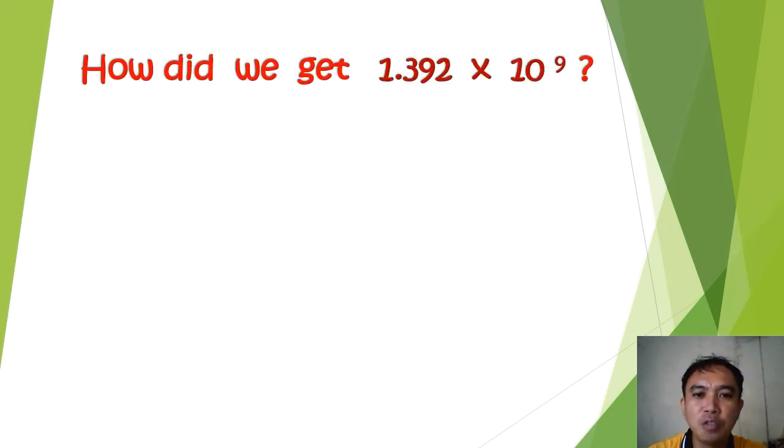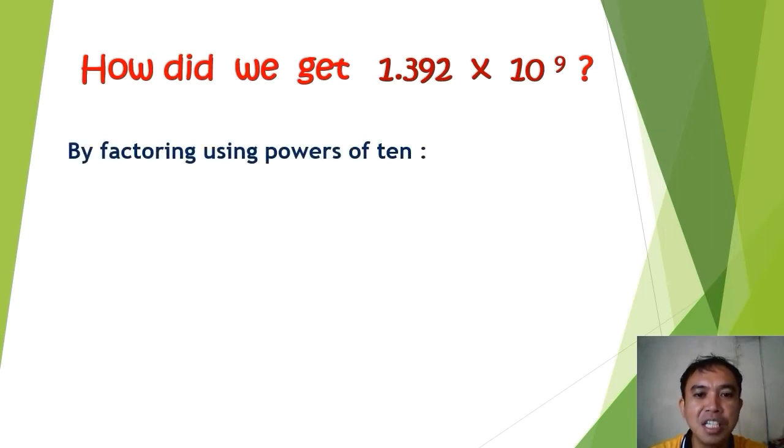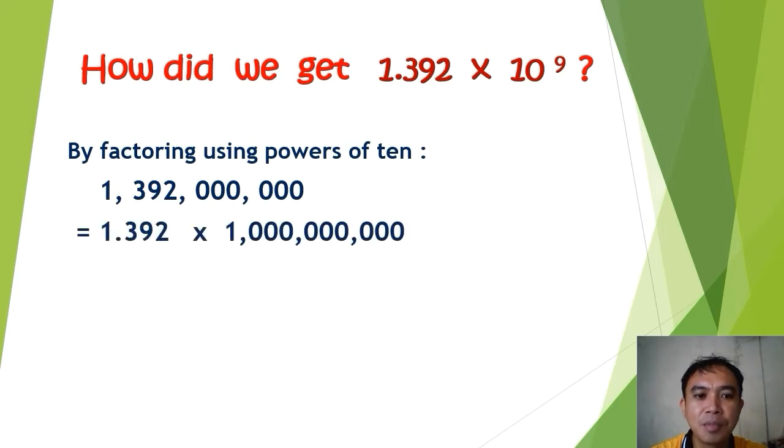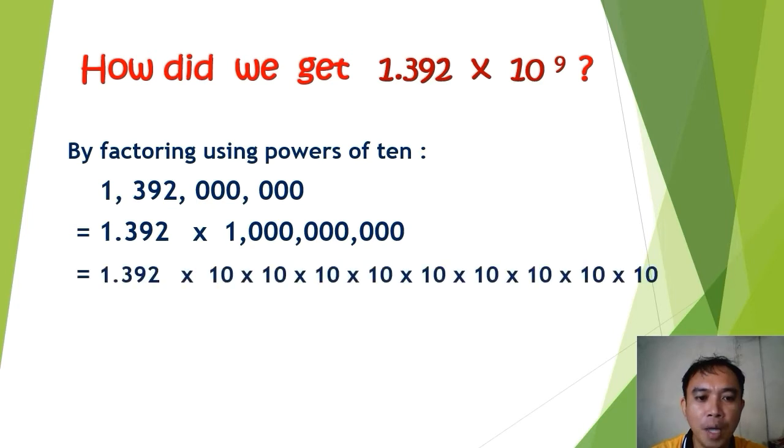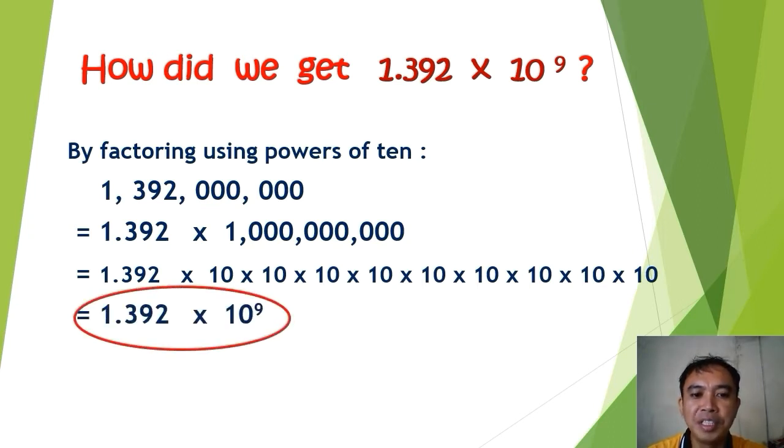Now, how did we get 1.392 times 10 to the power of 9? It is obtained simply by factoring using powers of 10. 1,392,000,000 by factoring can also be written as 1.392 times 1 billion, or 1.392 times 10 times 10 times 10 times 10 times 10 times 10 times 10 times 10 times 10, or simply 1.392 times 10 to the power of 9 written in scientific notation.